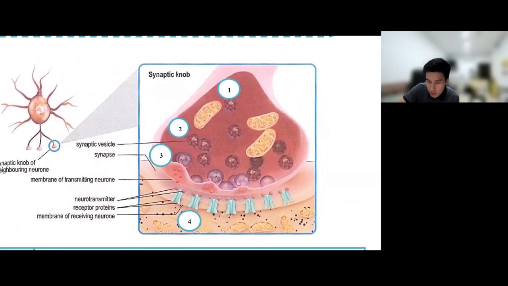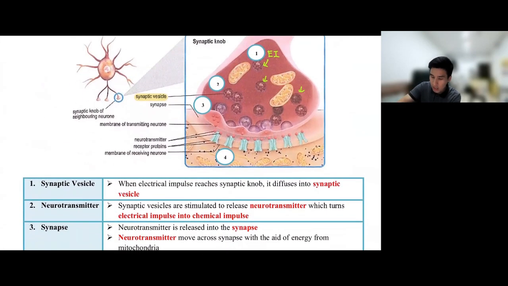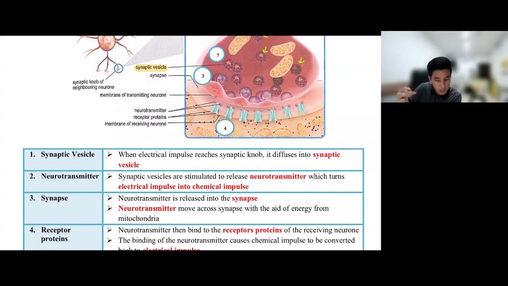First, when the electrical impulse reaches here, they cannot move to the next neuron because there's a gap there. So therefore, it will go to these balls here. All these balls here, called the synaptic vesicle. Okay, so the synaptic vesicle is the first thing it goes into. You see, when the electrical impulse reaches the synaptic knob, it diffuses into the synaptic vesicle. So here I put all the main points here. So first, synaptic vesicle, the balls.